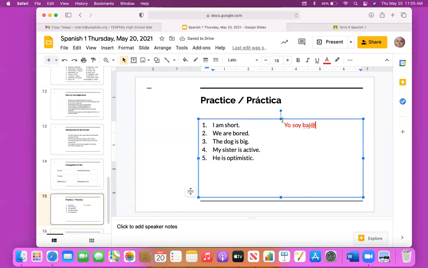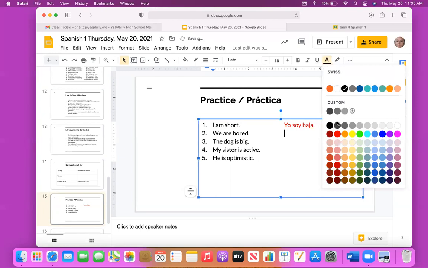Yo soy, I don't even know how they pronounce that, but you would say yo soy baja, but they spell it like that. Some people even do this, and they put yo soy baja, but they spell it like that. It's like a gender neutral type thing, and I know that that's kind of confusing, so you don't have to do that. But that is what some people do, so I just thought I'd let you know. So that's what I would say for me.